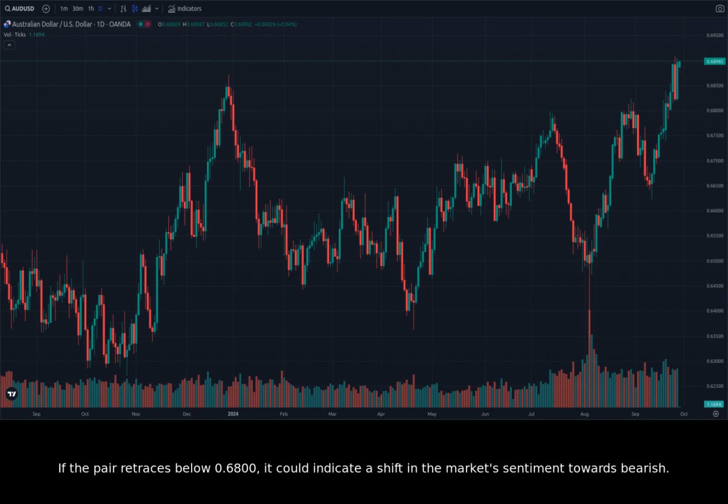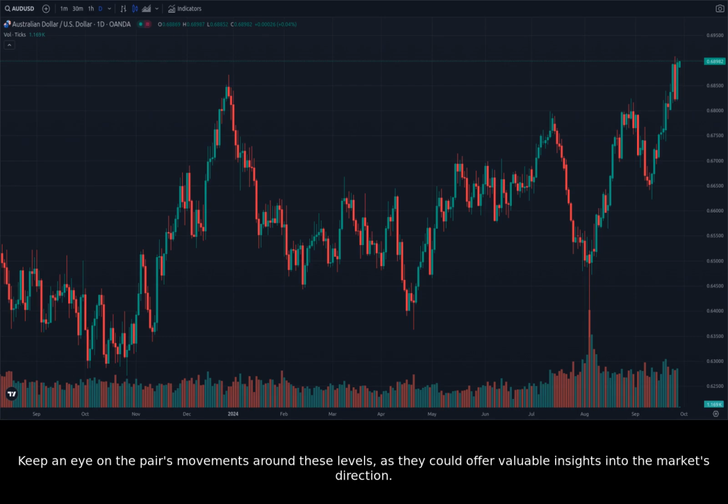If the pair retraces below 0.6800, it could indicate a shift in the market sentiment towards bearish. Keep an eye on the pair's movements around these levels, as they could offer valuable insights into the market's direction.